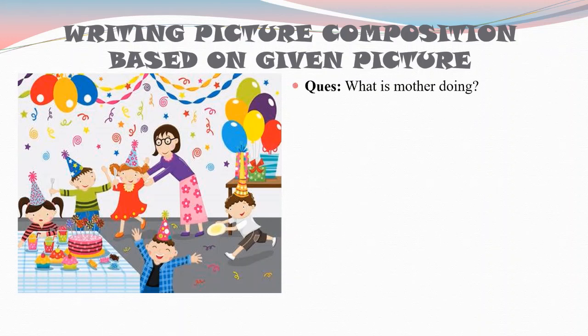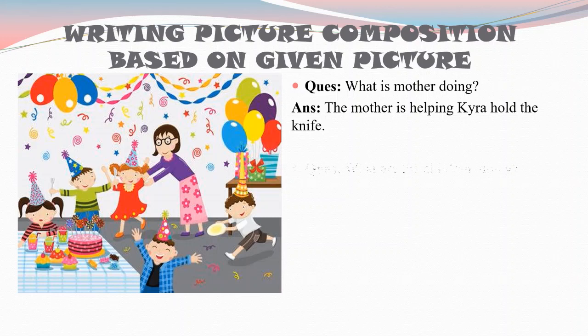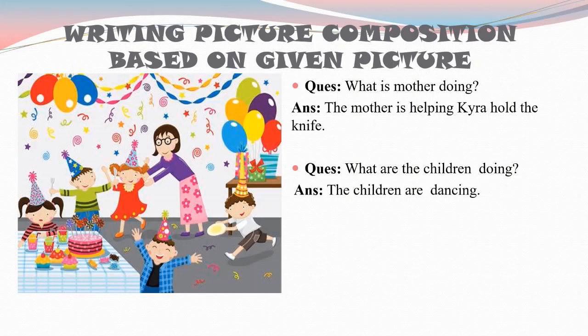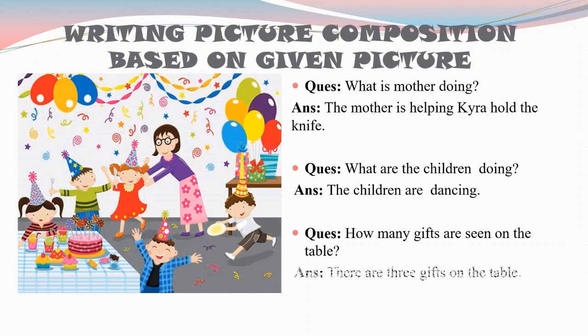What is mother doing? The mother is helping Kyra hold the knife. What are children doing? The children are dancing. How many gifts are seen on the table? There are 3 gifts on the table. These questions and answers help us to describe the picture in detail. Using these points, we can now write a composition of 7 to 8 sentences.